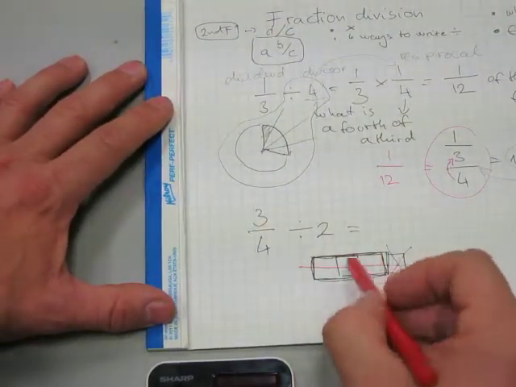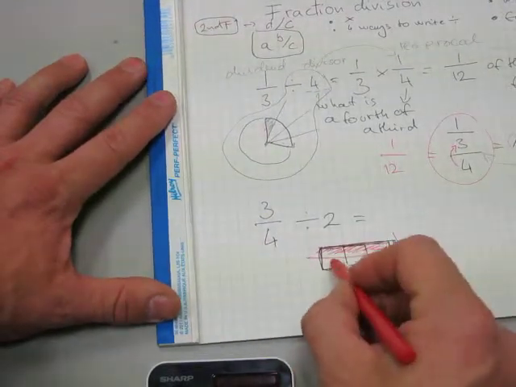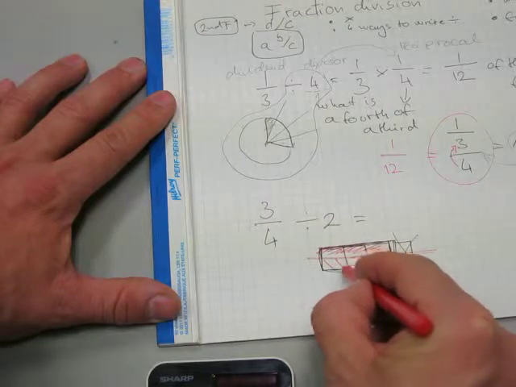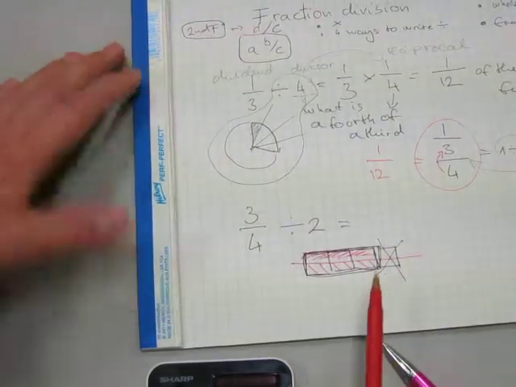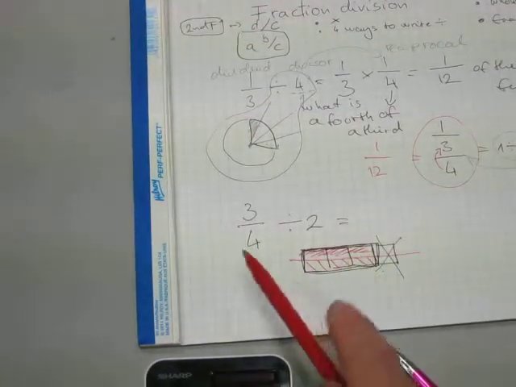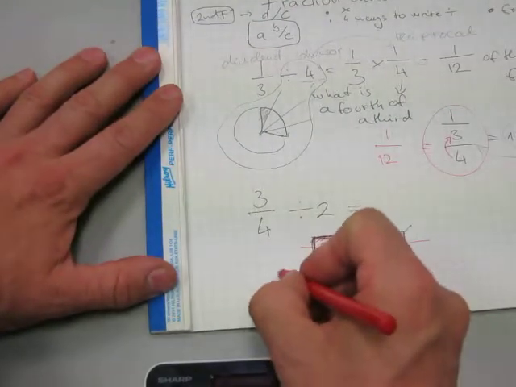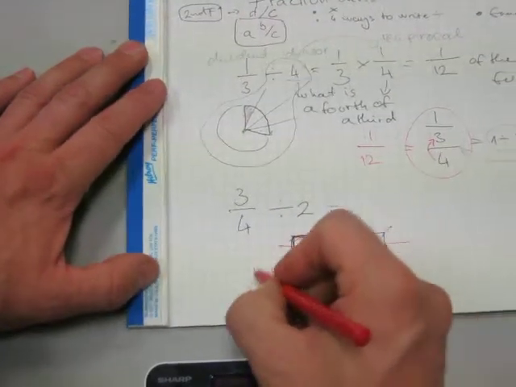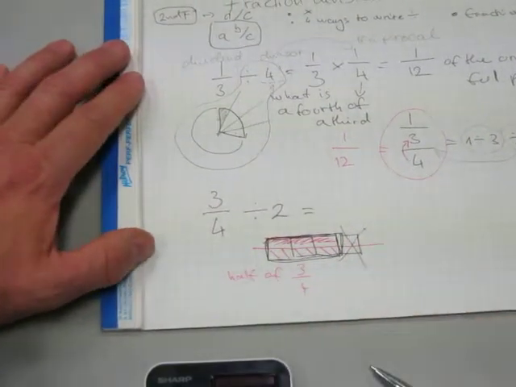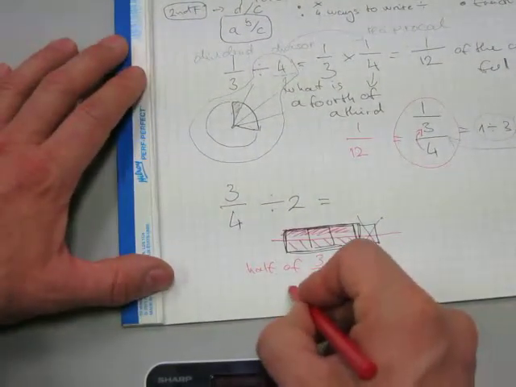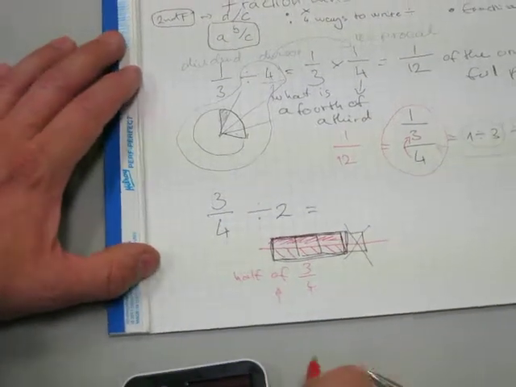Then the question is, this is 1/2 of it, and this is the other half of it. We've got 2 halves. The question is, how big is a half of 3/4? How much is half? What is half of 3/4? And half of 3/4, remember that the word "of" means multiplication in most contexts.